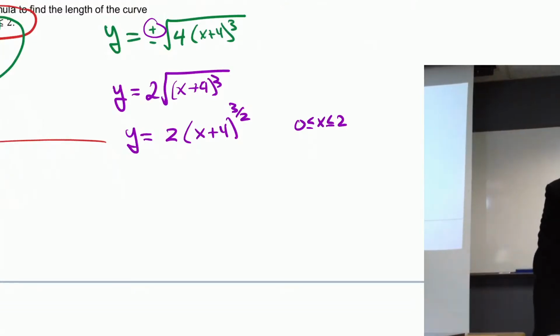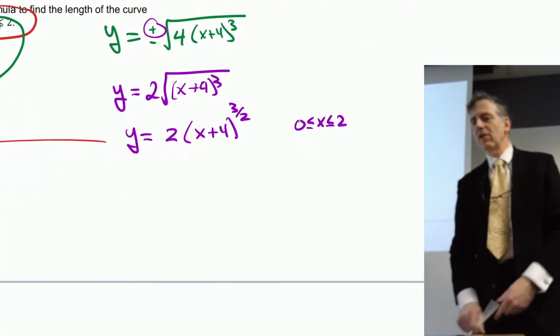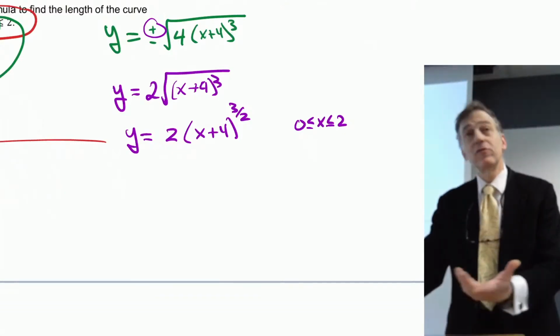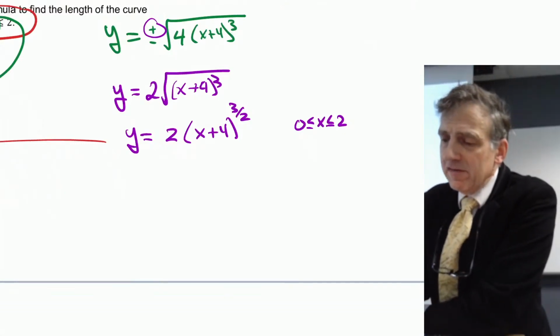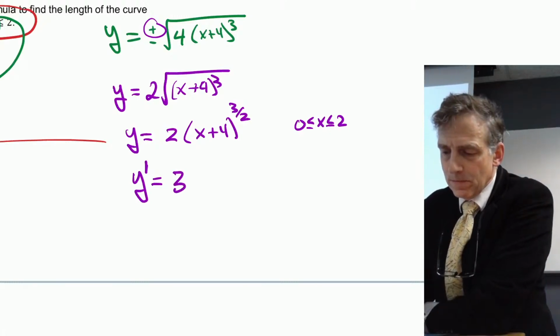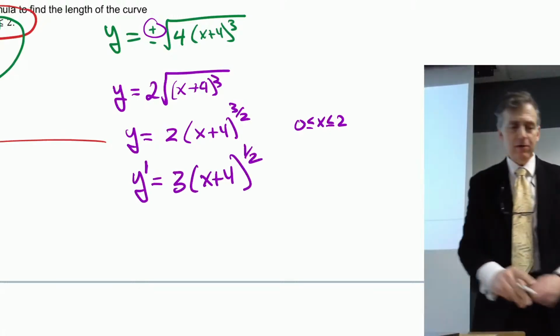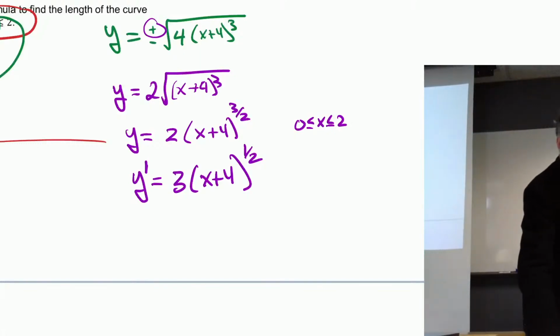Since some of you are done, I don't want to bore them, so let's go ahead and get this started. Landon, you know the first step. Do a derivative, right? Landon, what is the derivative of this function? Very nice. 3x plus 4 to the 1/2 power. Beautiful.